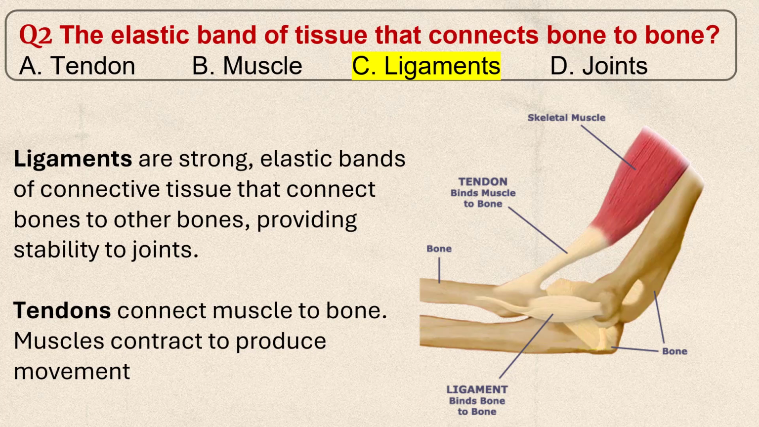Ligaments. You can see in the picture, the two bones are connected with the ligament. The ligaments are the strong elastic bands of connective tissue that connect the bones to other bones, providing stability to the joints. But the tendons attach the muscle to the bone.